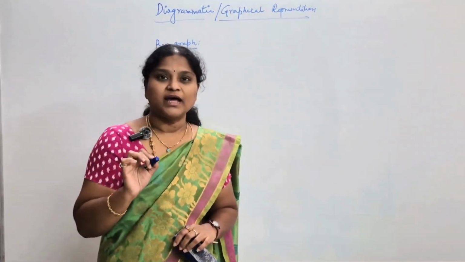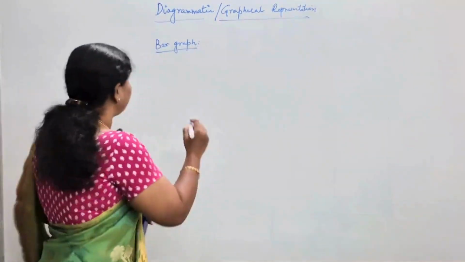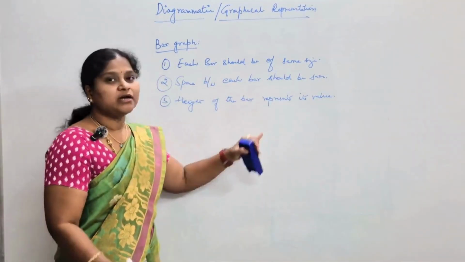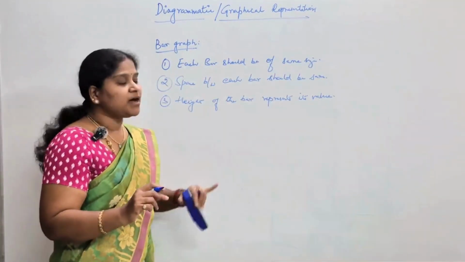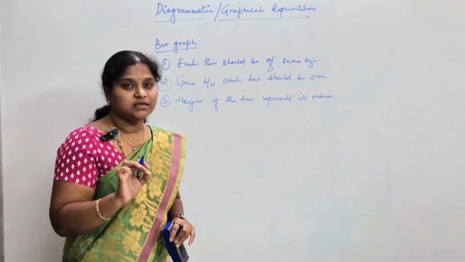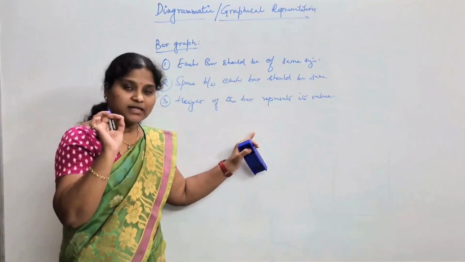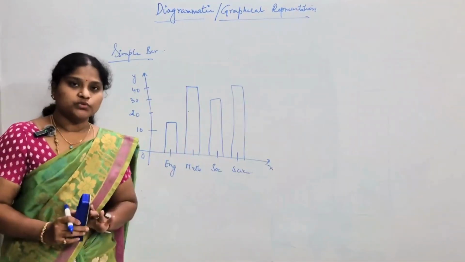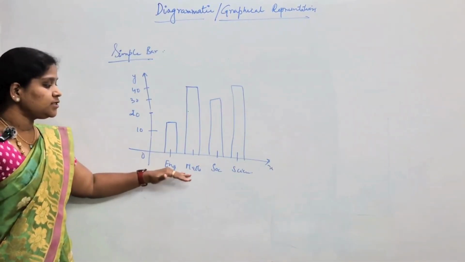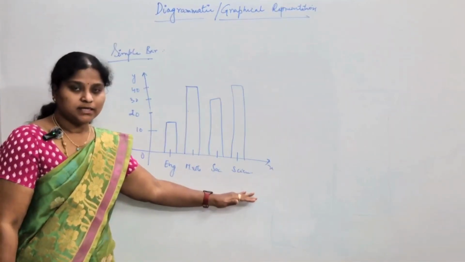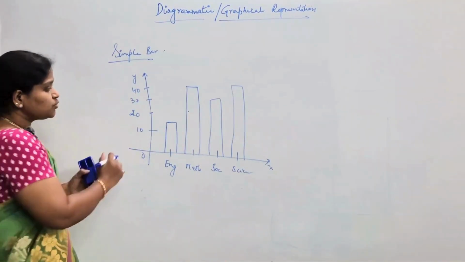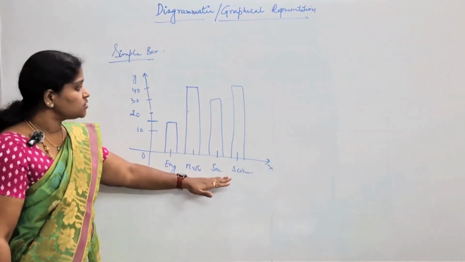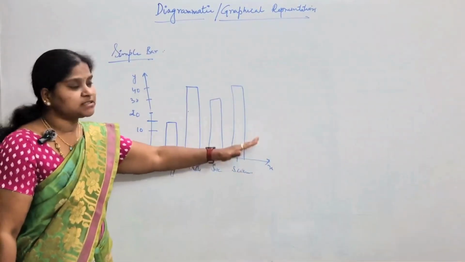A bar graph should have the following rules to be followed. Each bar should be of the same size, space between each bar should be the same, and height of the bar represents its value or frequency. These are the 3 rules that need to be considered before a bar graph is formed. Suppose this is my example of a student who has scored in English, Maths, Social and Science. His English marks are 15, Maths marks are 40, Social marks is 30 and Science marks is again 40.